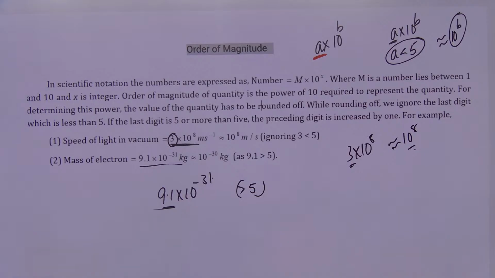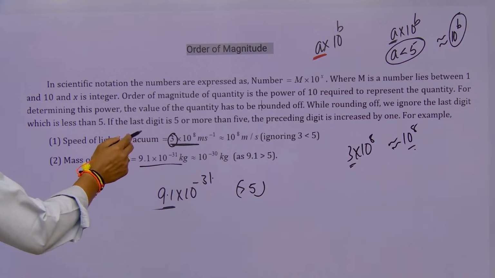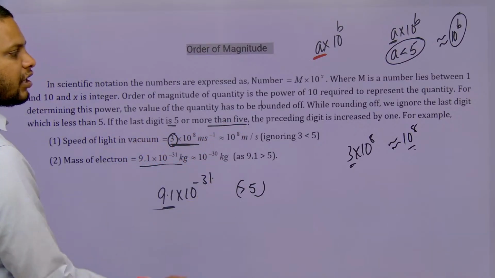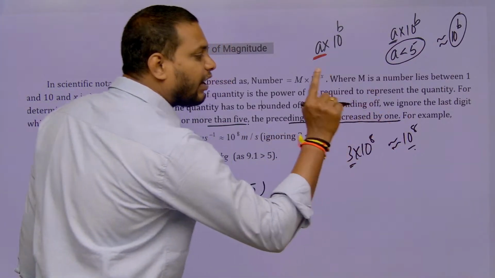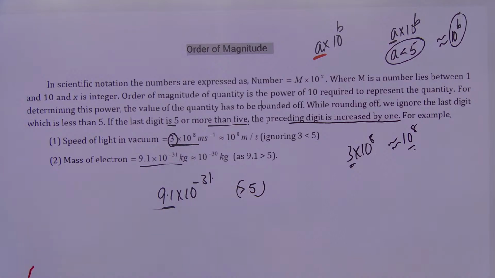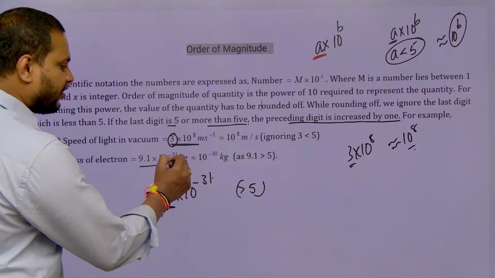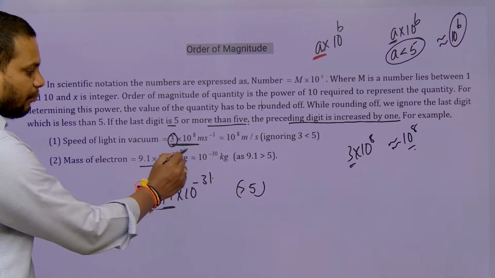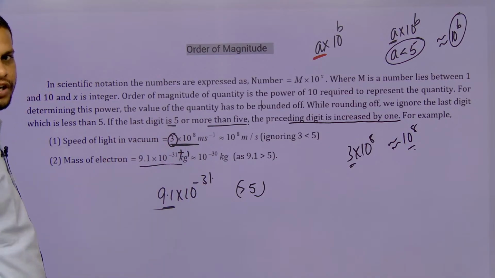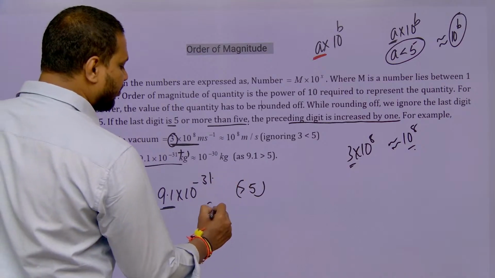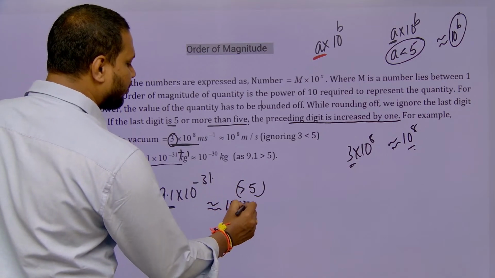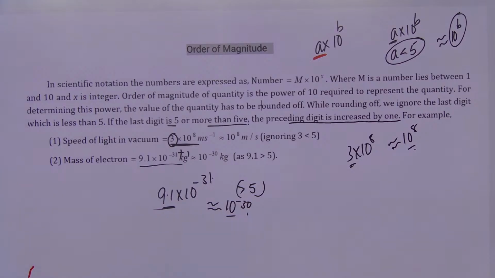Greater than 5. So therefore, if last digit is 5 or more than 5, then the preceding digit is increased by 1. Are you clear? So what we have to do is increase the power by plus 1, minus 31 plus 1. How much is it? Minus 30. Then this is approximately minus 30. This is the order of magnitude.